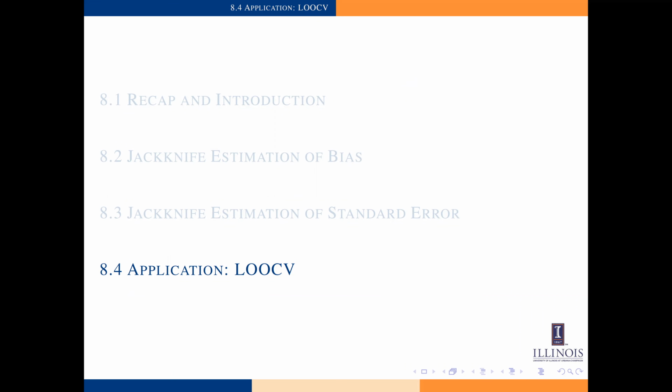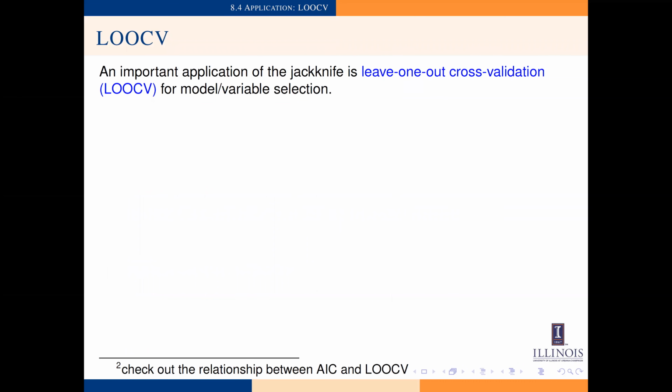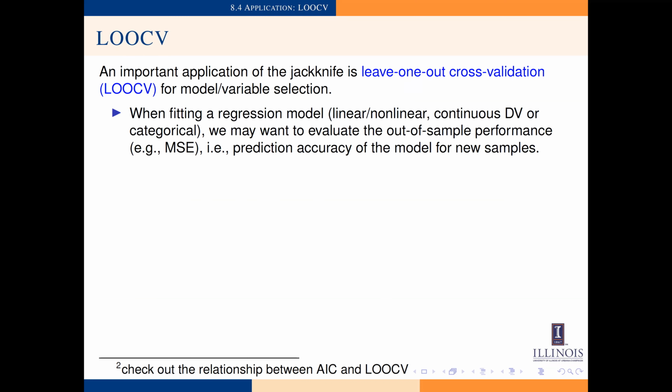So now let's look at an important application of jackknife, which is leave one out cross-validation for model or variable selection. When you're fitting a regression model, and by regression model, I mean any model where you try to find out what is the conditional expectation of a dependent variable y given some set of independent variables x. So the model can be linear or nonlinear, and your y can be continuous or categorical.